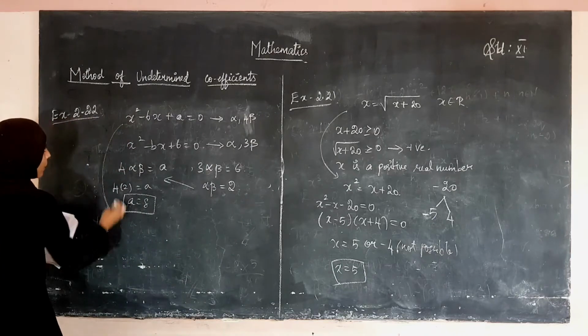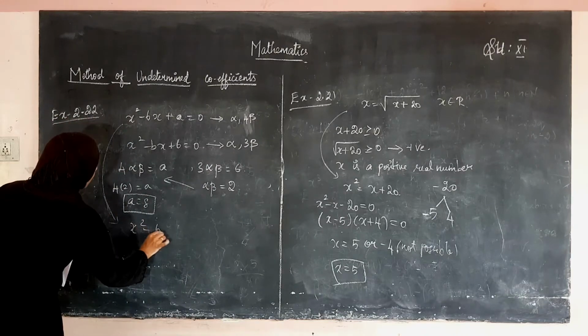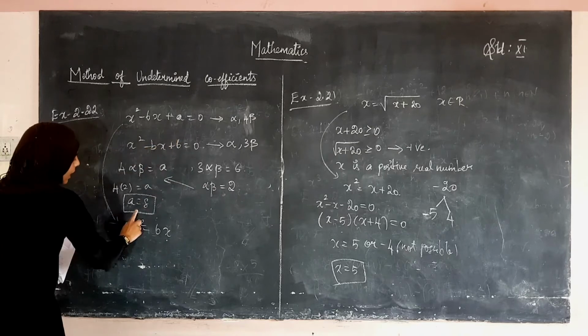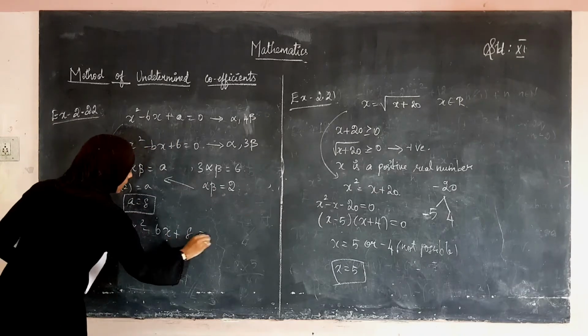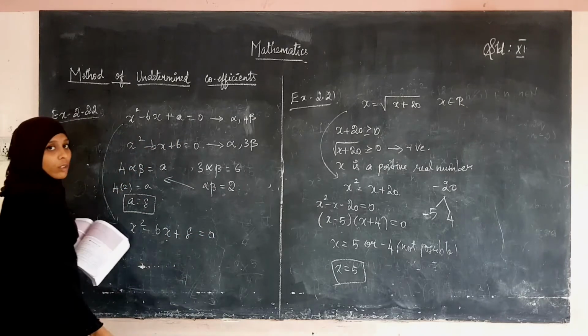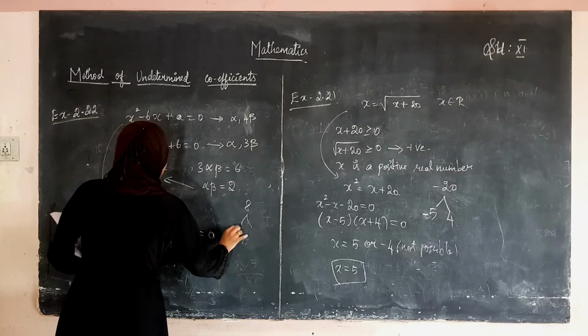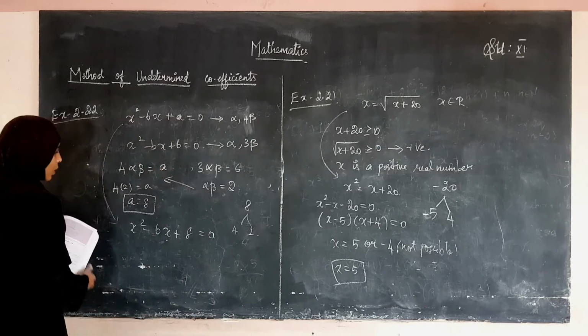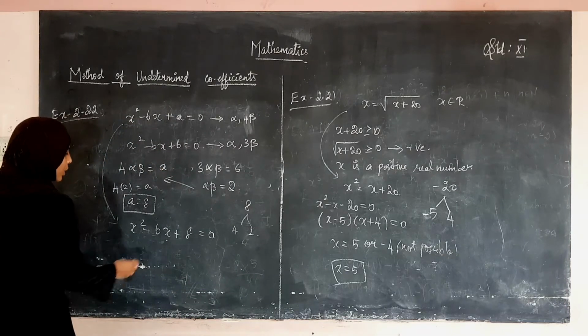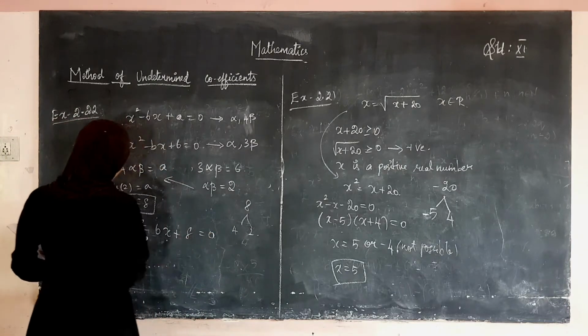Okay, 2, 4. How can we find it? x square minus 6x plus 8 is equal to 0. How will we find the root? You will be factorizing it. 8 is 4 times 2, and 4 plus 2 is 6. So when added, it should be getting minus 6.